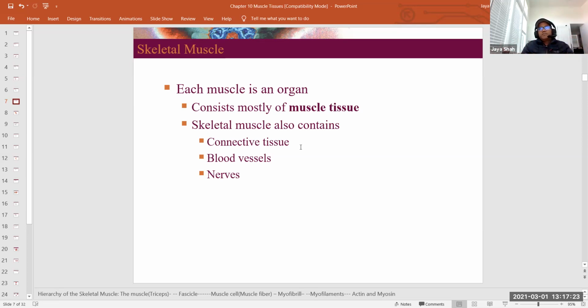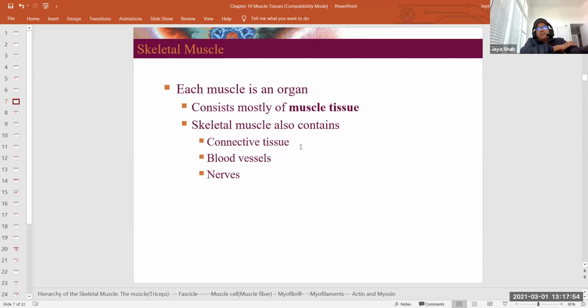Like the biceps is one organ, whereas the triceps is another organ. The brachioradialis here is another organ. This muscle in the hand is called the thenar muscle, and this is called the hypothenar muscle. These muscles are also organs, okay? So before I show you another slide, I want you to see the hierarchy of skeletal muscle.